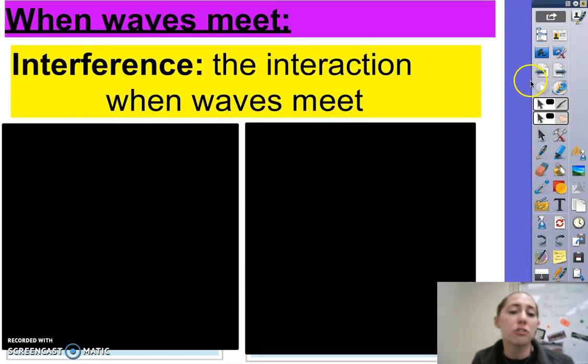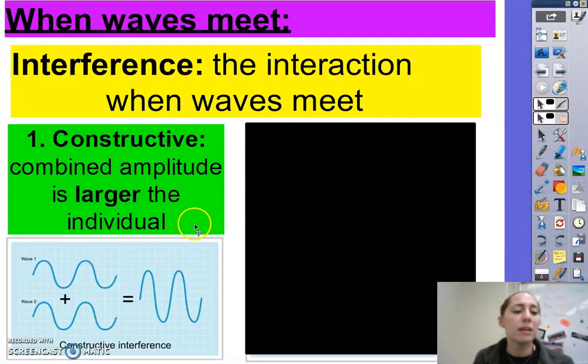Beyond changing direction, waves can also interfere or interact with each other. There are two types of interference. When two waves traveling in opposite directions meet, if their crests line up, the amplitudes of both their crests add together to create a combined bigger wave before continuing on their way with their original amplitude. This is called constructive interference because they're building each other up.